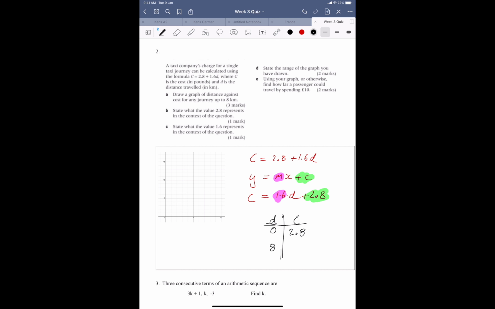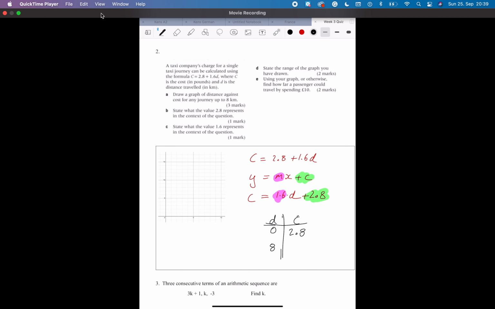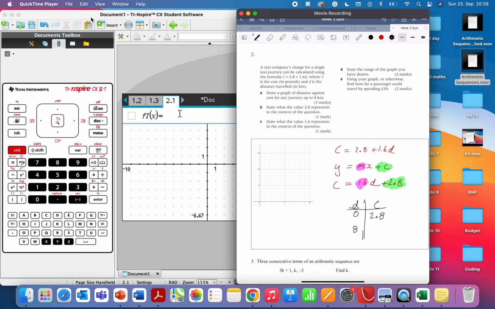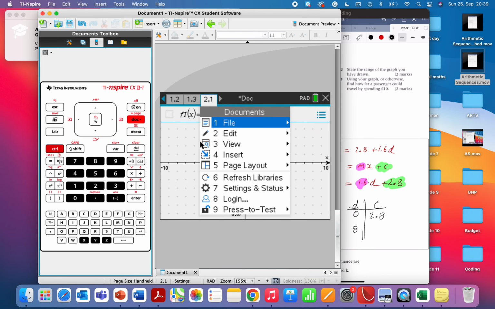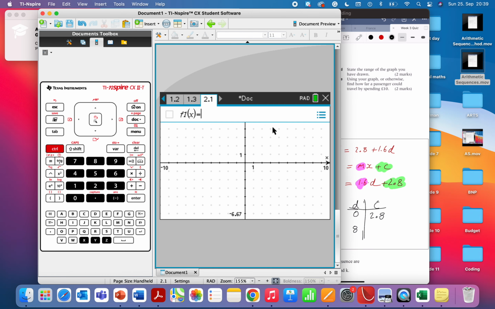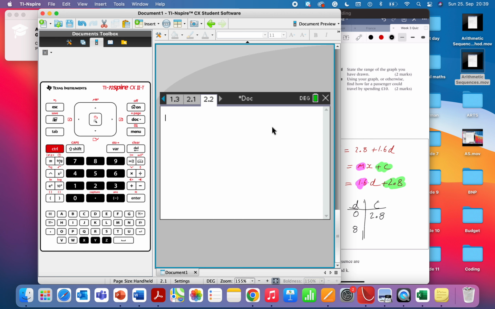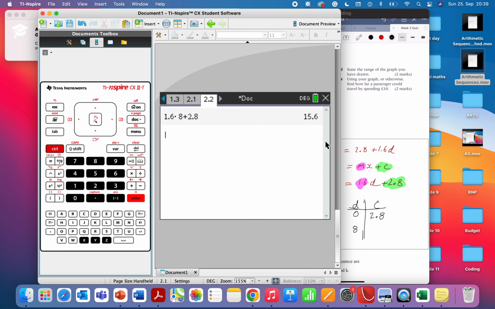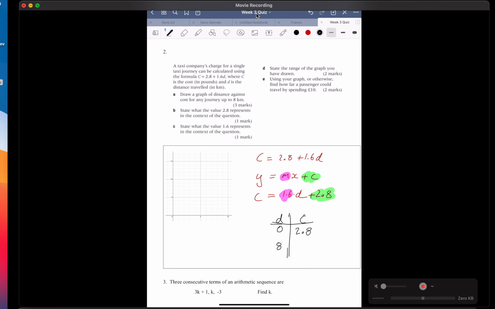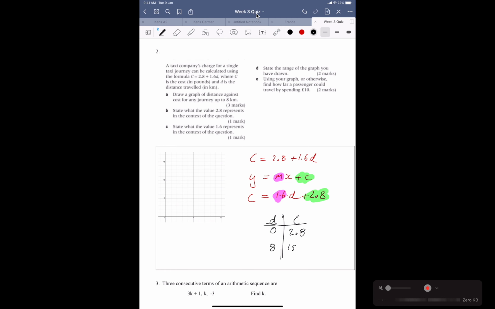And then for 8, we just substitute it in. We can use our calculator to do that. So we will do that now. Over here, let's do doc, insert a calculator, and we want to do 1.6 times 8 plus the 2.8. There you go, we've got 15.6.